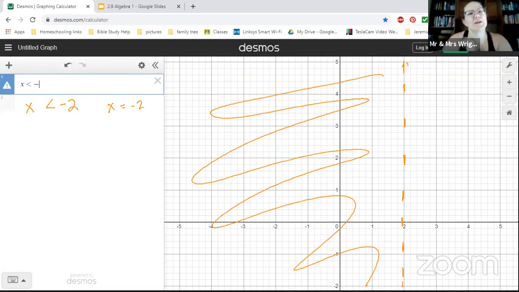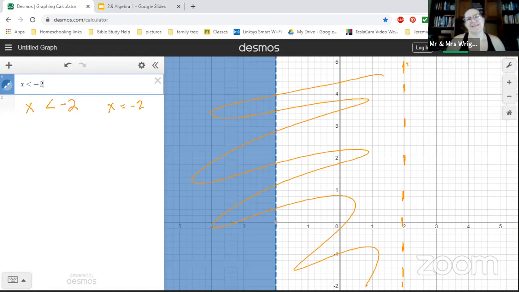All right, let's plug it into Desmos and see if we got x is less than negative... Oops, I did positive 2, so it's going to be wrong. Get ready. Negative 2. There you go. I did positive 2 instead of negative 2.